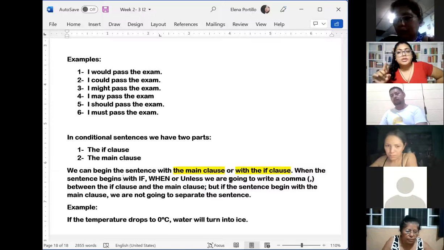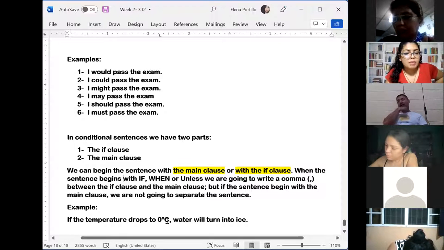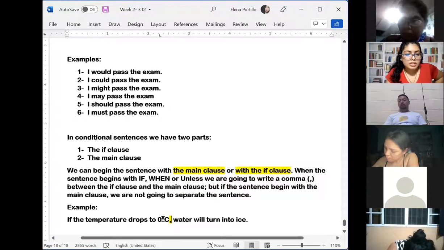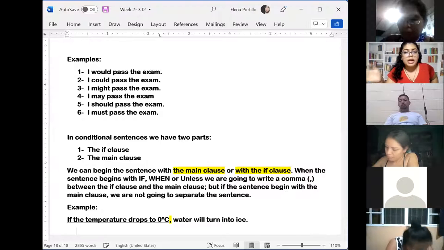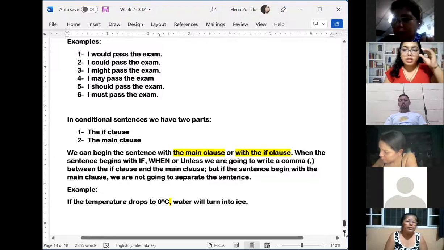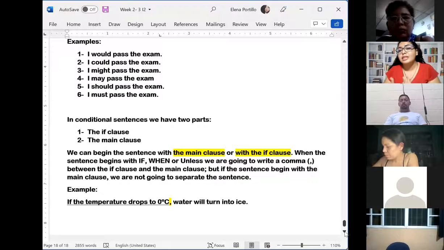If the temperature drops to zero C, the water will turn into ice. In this case, we are going to use the comma because we have the if clause at the beginning of the sentence. So it's necessary to separate them by a comma. But if I write the sentence with the main clause at the beginning, I am not going to separate them, because in this case it is not necessary. So I'm going to write the main clause at the beginning, then I will write the if clause at the end.